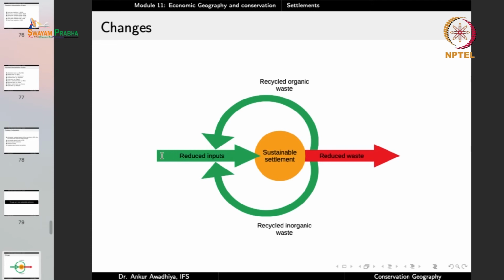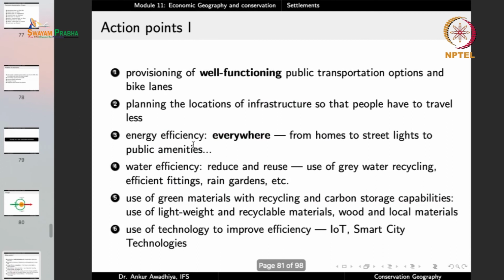Now the way out is to create more sustainable settlements, and a sustainable settlement is a settlement that reduces its inputs. So it requires fewer resources, and it reduces its inputs not only by increasing efficiency but also by reusing the wastage. So basically the wastage is reduced, some part of the organic waste is recycled, some part of the inorganic waste is recycled, and at the same time with more energy efficient buildings and more water efficient buildings, we cut down on the inputs and cut down on the wastage as well.